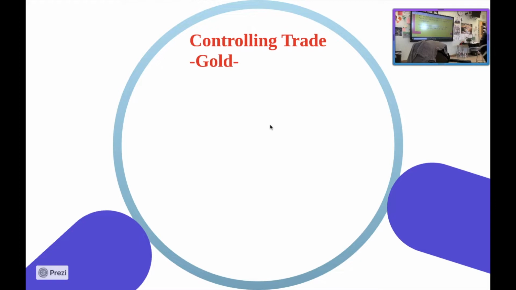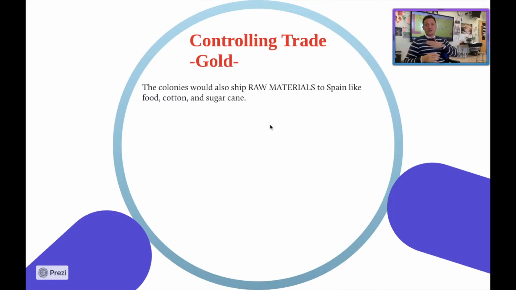So going into it, or trying to understand it, there are things that grow in these areas naturally that the Spanish want to try and use to make some money. So the colonies are going to ship not only gold and silver back to their mother countries, and particularly Spain, but Spain also wants to use raw materials that can be grown in these areas, right? Examples of raw materials include foodstuffs, like new vegetables and things discovered in North and South America.